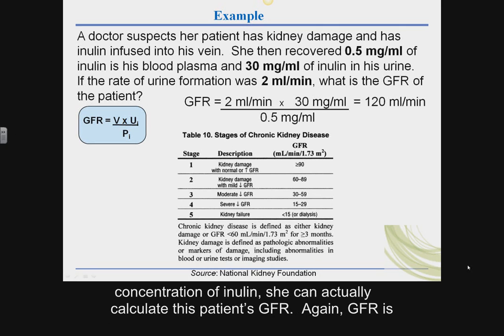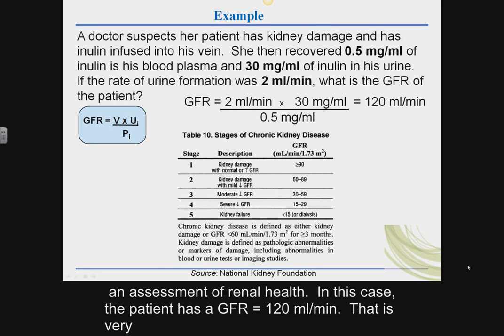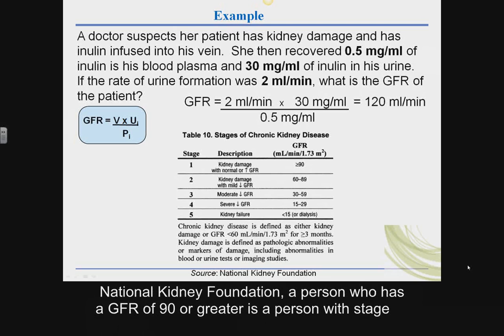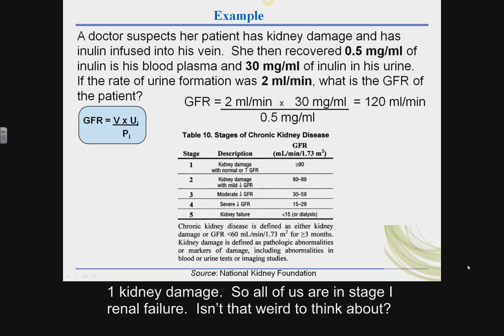Again, GFR is an assessment of renal health. In this case, the patient has a GFR of 120 milliliters per minute. That is very close to the calculated 125 milliliters per minute that I was just telling you about. According to the National Kidney Foundation, a person who has a GFR of 90 or greater is a person with stage 1 kidney damage. So I hate to tell you this, all of us are in stage 1 renal failure. Isn't that weird to think about?